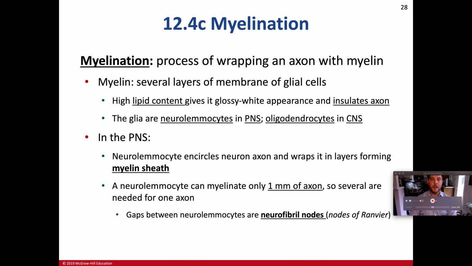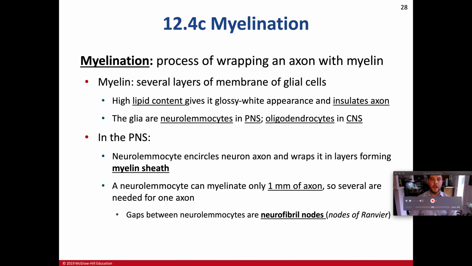So myelination, what is it, why is it, what's going on? Myelination is the process of wrapping an axon with myelin. Myelin is several layers of membrane of glial cells. It has a high lipid content that gives it a glossy white appearance and also provides a lot of insulation for the axon.